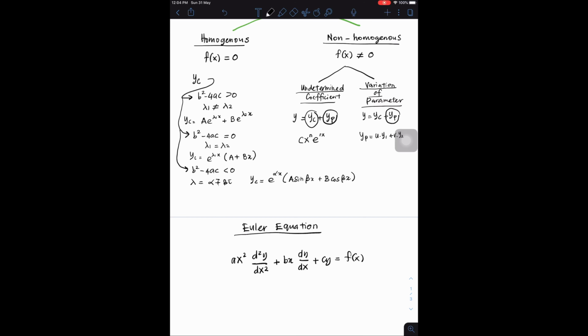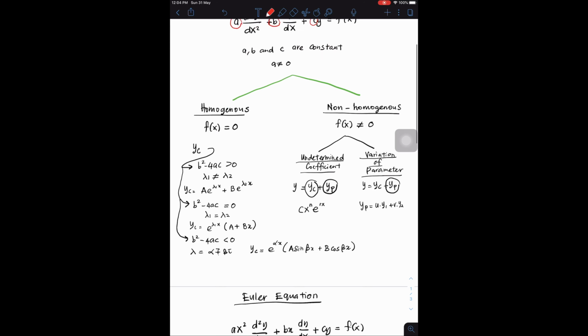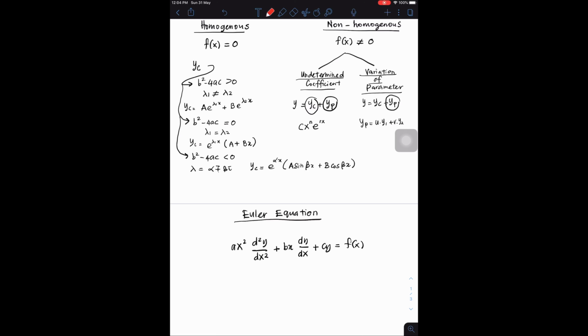If you see the general form for a second order differential equation here, you can see that the coefficient of each derivative is a constant: a, b, and c. But for the Euler equation, you will have your coefficients in terms of the variable: ax square, bx, and c. So ax square, bx, and c are variable coefficients, and we call this form of differential equation the Euler equation.